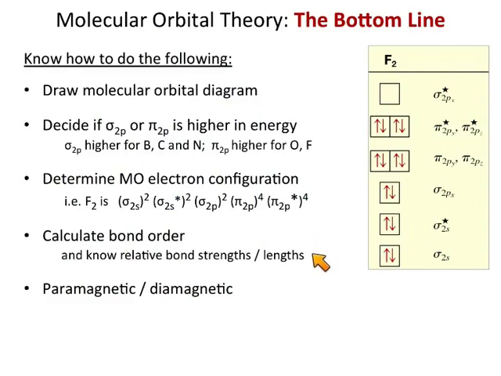You need to know how to calculate bond order, and then know that a triple bond is stronger than a double bond, which is stronger than a single bond, and then the trend for length. And then you need to be able to tell paramagnetic and diamagnetic. And so that's what you need to know how to do. And so if you can do all that, you're set.